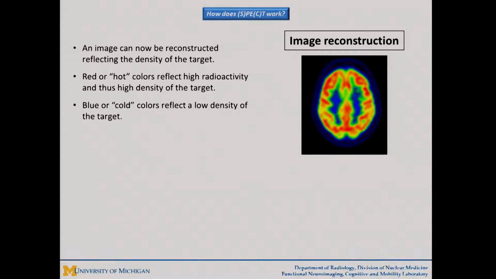So you have these red areas, and then you have these blue areas. There are very few neurons that have a metabolic demand there, so there's not a lot of activity. This is a very healthy brain of somebody who has a high metabolic demand. The important thing to remember from this picture is that hot, or the red color, means there's a lot of activity going on. Blue or cold means there's not a lot of activity going on.